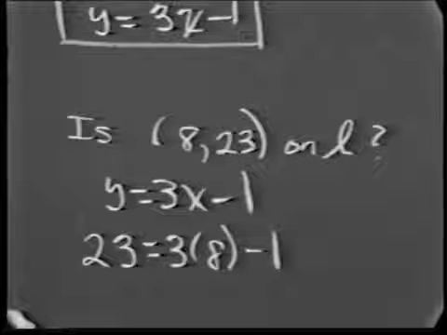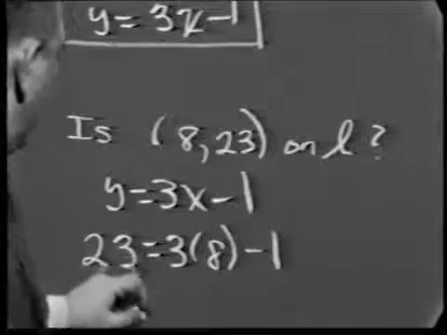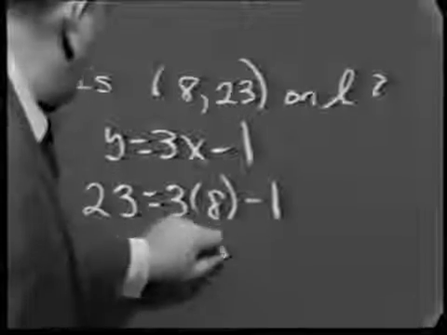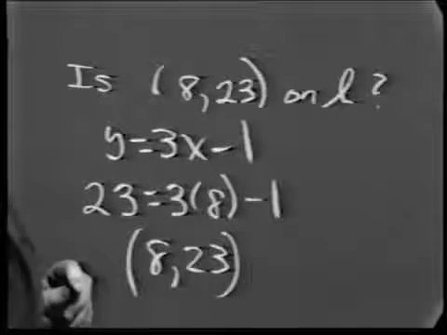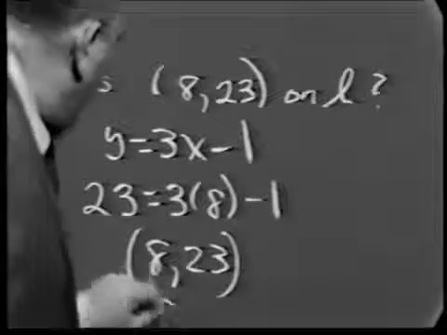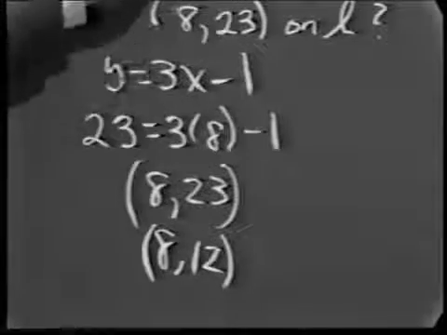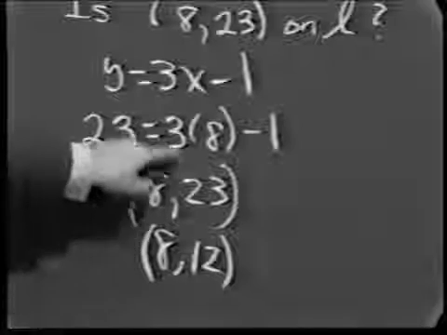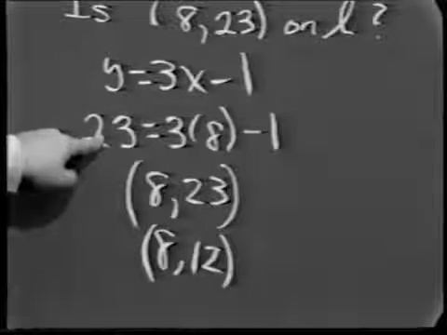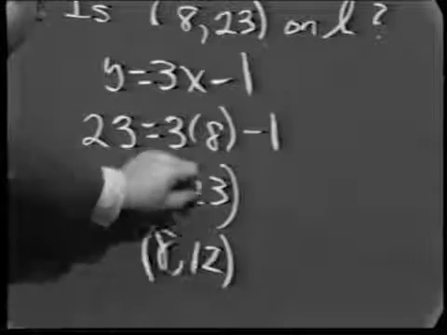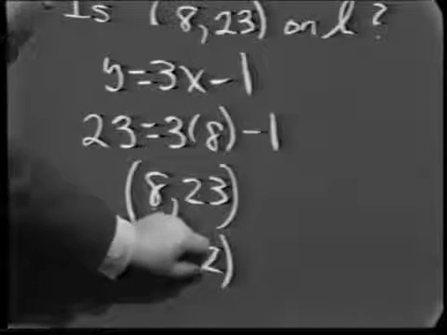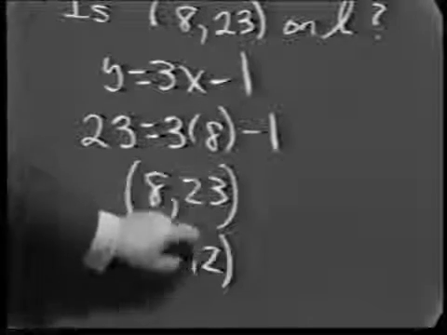Is that right? And so is the point 8 comma 23 on the line? Yes. How about 8 comma 12? 8 comma 12 isn't on the line because 3 times 8 minus 1 is not 12. But notice that we can even see algebraically that 8 comma 12 must be below the line.